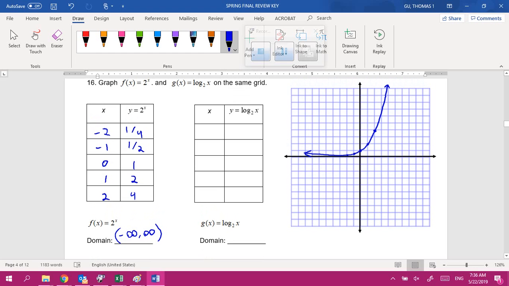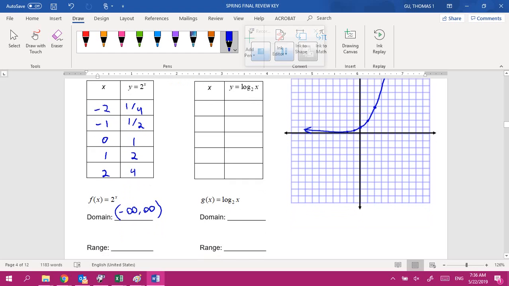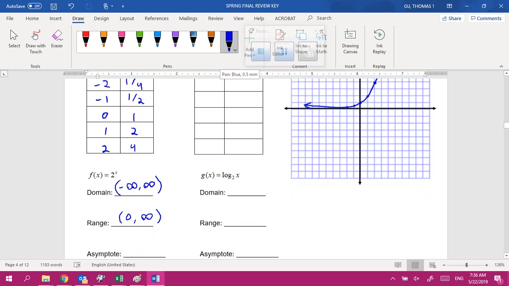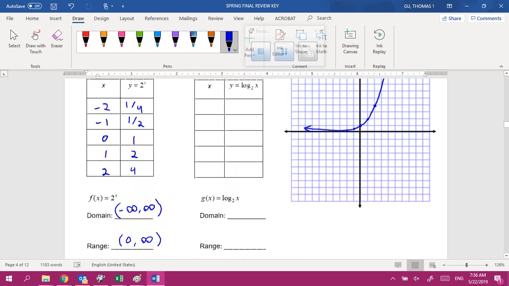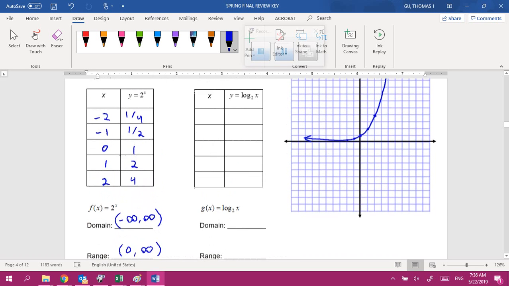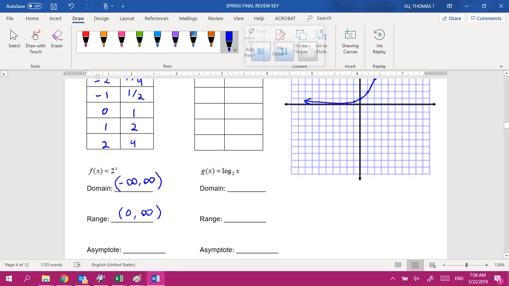What about the range, though? What's the lowest y value on this graph? Yeah, y is greater than 0, so you can write it like this, where it's not a bracket at 0 because you don't actually touch 0, up to infinity, like this, 0 to infinity. Or you can write y is greater than 0. And what about the asymptote for the exponential graph right there? Y equals 0, right. Y equals 0, the x-axis, is the line that the graph's never going to touch.